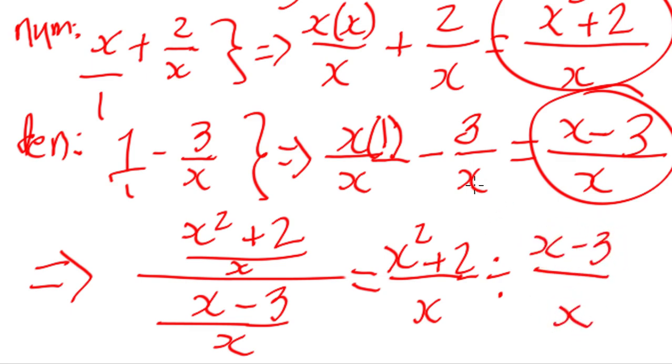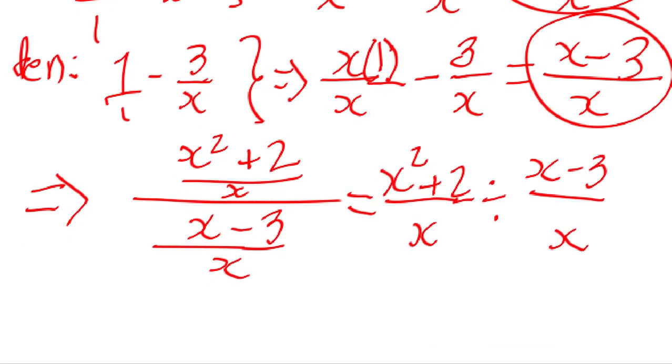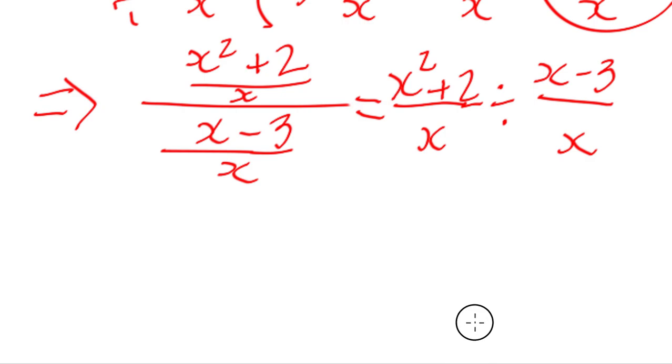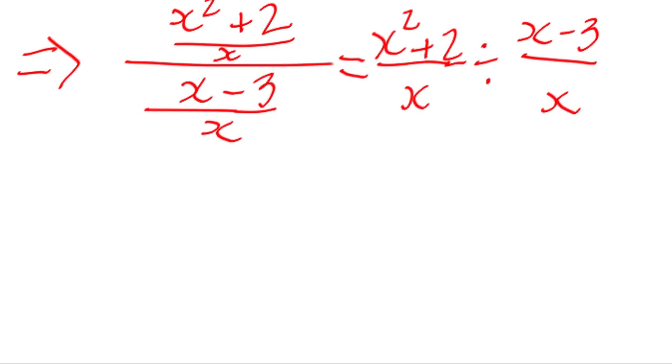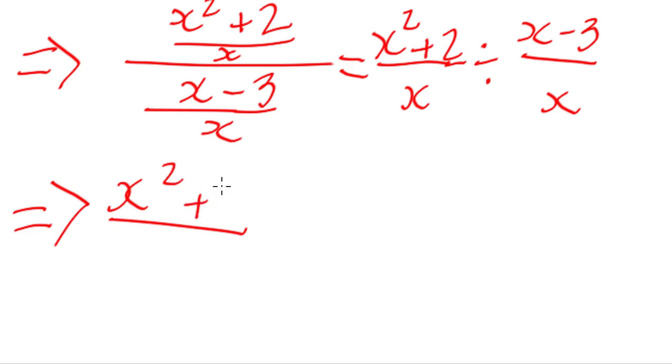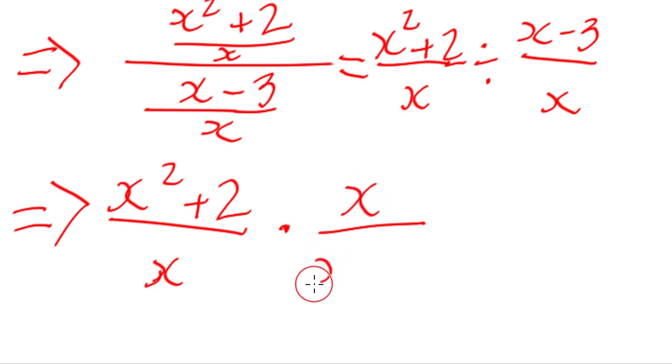Now, remember our lesson in division of algebraic fractions. What are the steps in dividing fractions? First, we need to get the reciprocal of the divisor. I'm referring to this term here. That's our divisor, and we get its reciprocal and then proceed to multiplication. So we copy the expression x squared plus 2 over x, proceed to multiplication, and get the reciprocal of this, so we have x all over x minus 3.